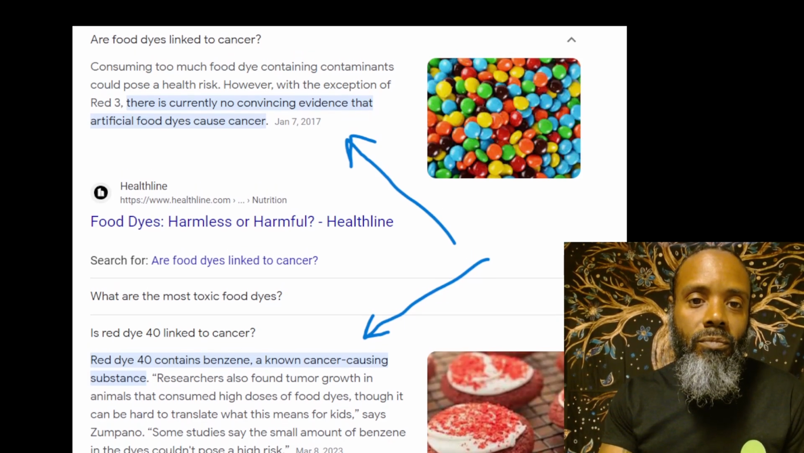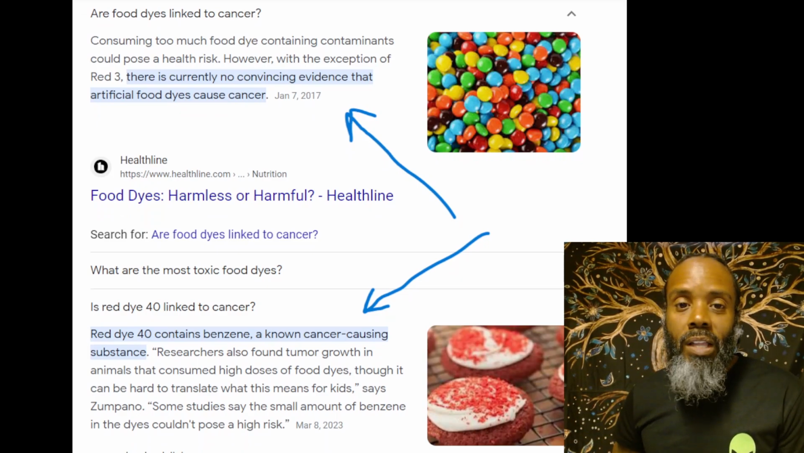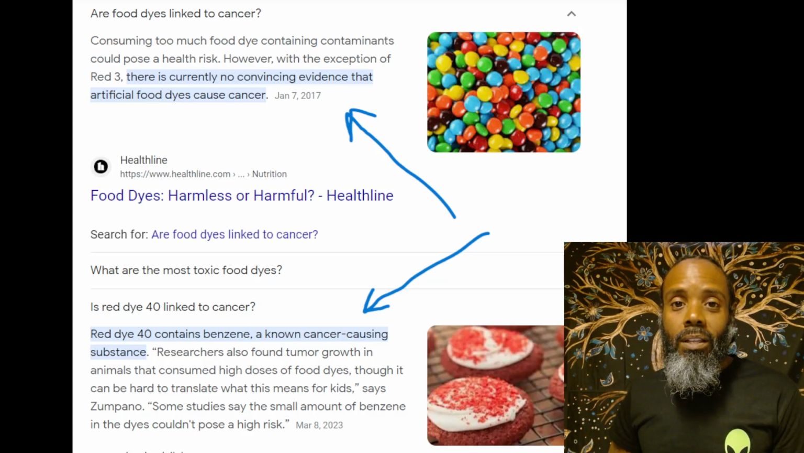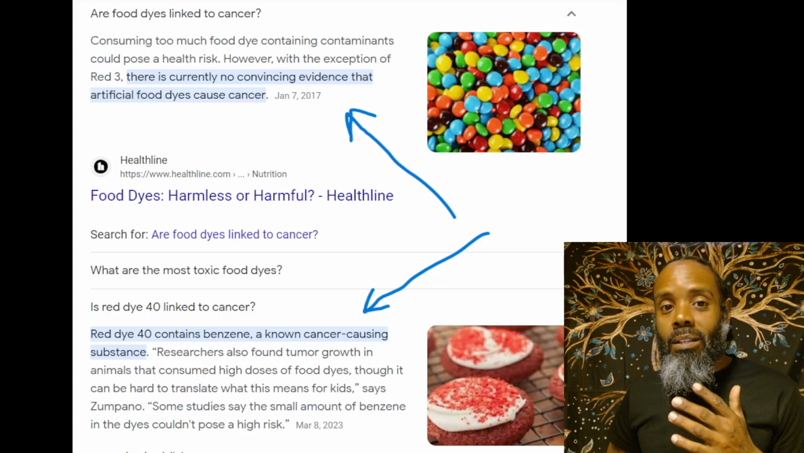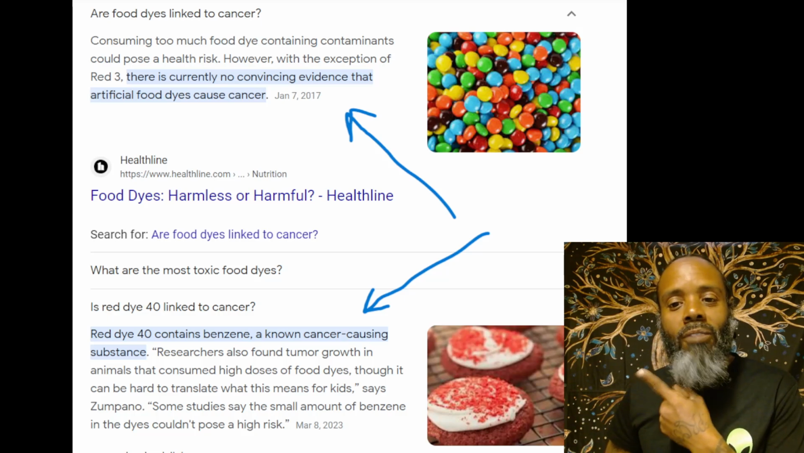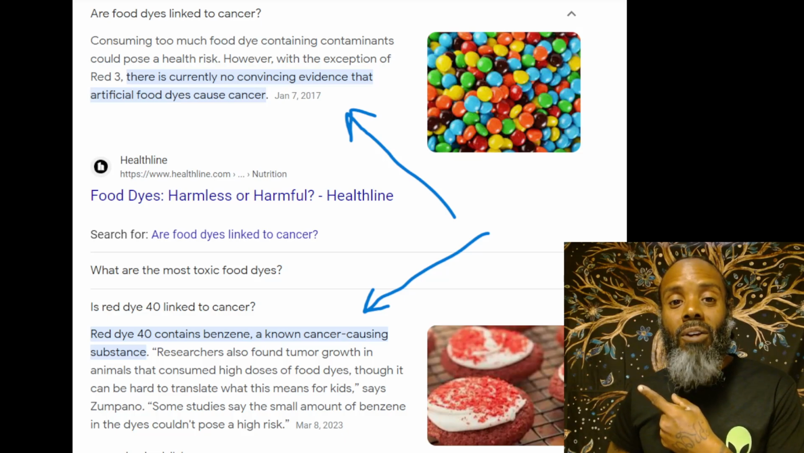Let's see. Are food dyes linked to cancer? Now, let me tell y'all this real quick. When I first looked up cancer, they didn't talk about food dyes. There's a lot of stuff that doesn't come out in the initial research. Now you've got to dig for some of this, right?